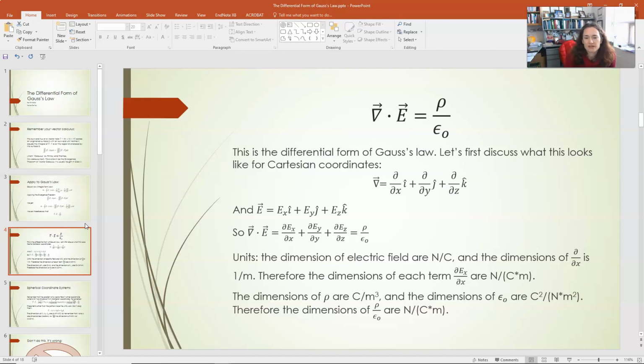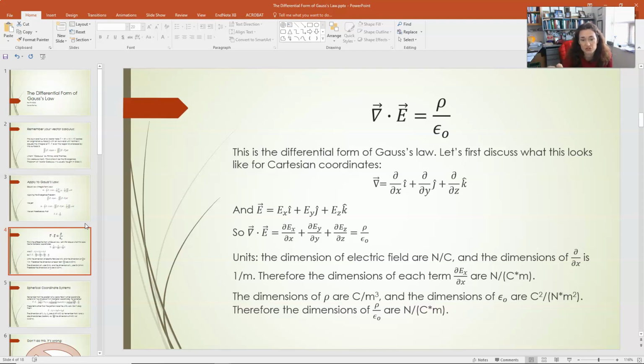And now let's talk about what the units of that might be. The dimensions of the electric field can either be written as newtons per coulomb or volts per meter. Here I've chosen newtons per coulomb. They're equivalent, of course. The partial with respect to x has the del x, the little differential change in x, on the bottom. So the dimensions of partial with respect to x is 1 over meters in SI units. That means that the gradient, partial E sub x with respect to x, would be newtons per coulomb per meter, or newtons divided by coulombs times meters collectively.